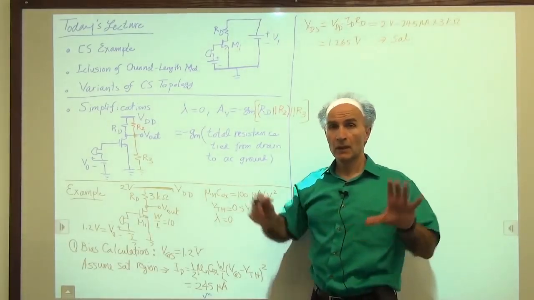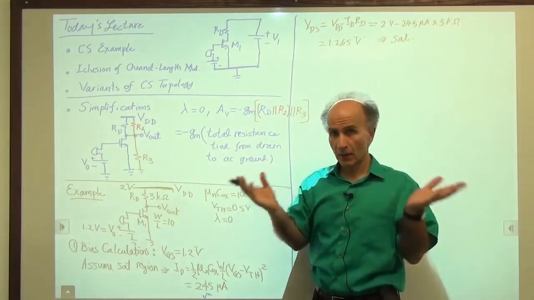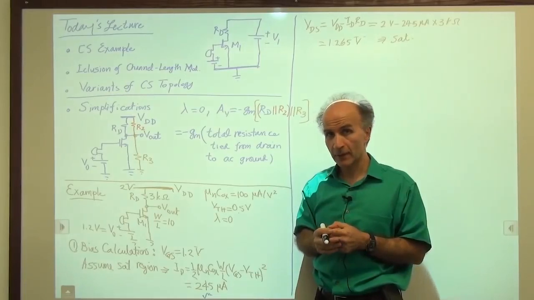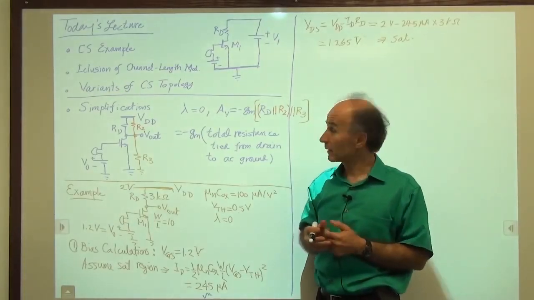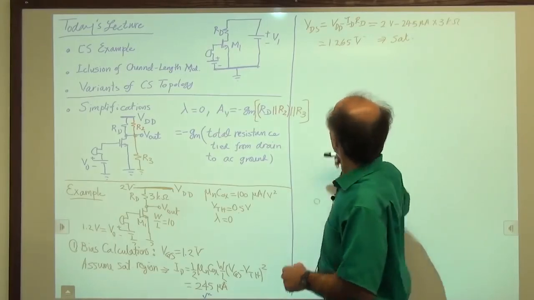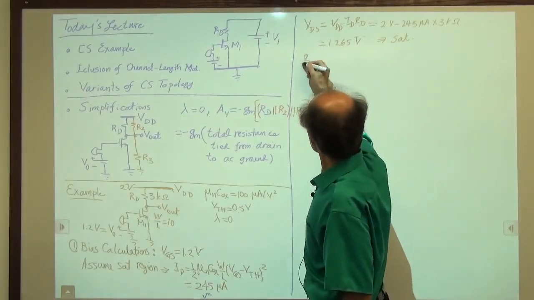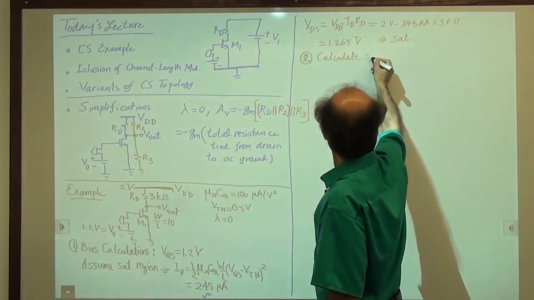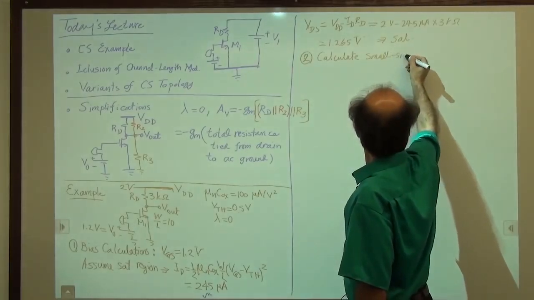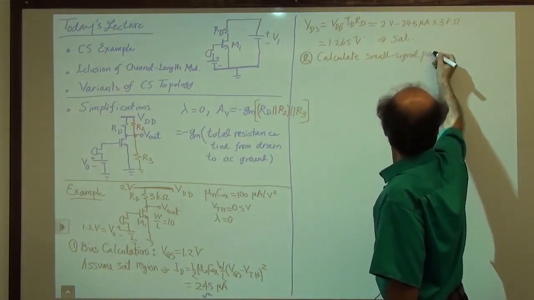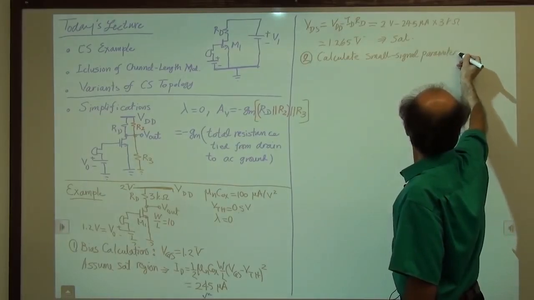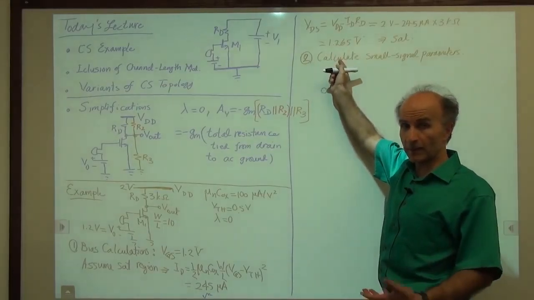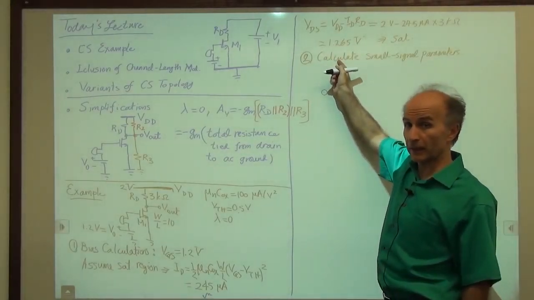Okay, so we have found the bias voltages and the bias current of the device. We're done with bias calculations. Now we can go ahead and find the small signal parameters, in this case only GM, and then from there calculate the voltage gain. All right, so in this step number 2, we calculate small signal parameters. You realize that to get here, we do need to calculate the bias values, right? Because the small signal parameters are dependent upon the bias values.